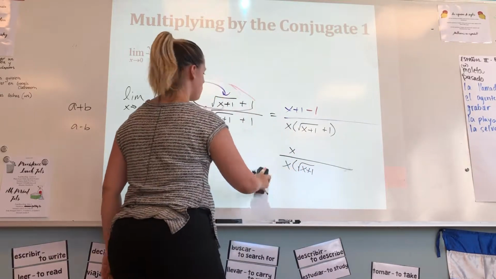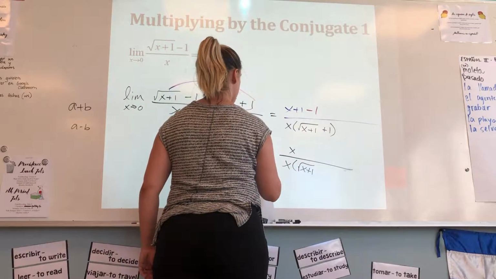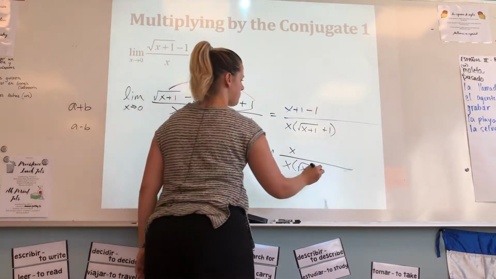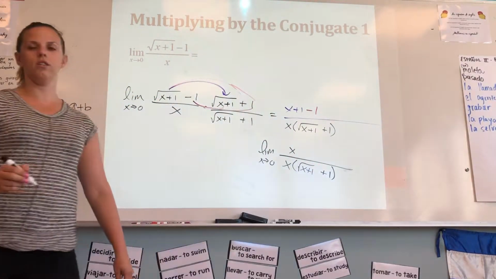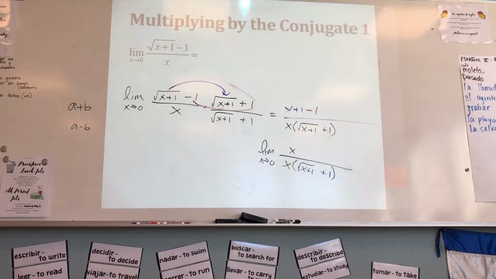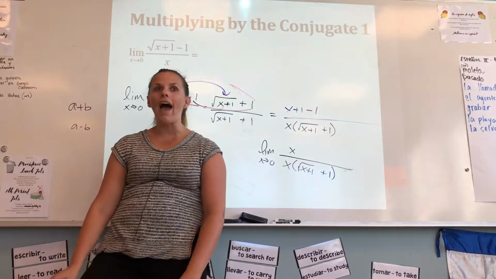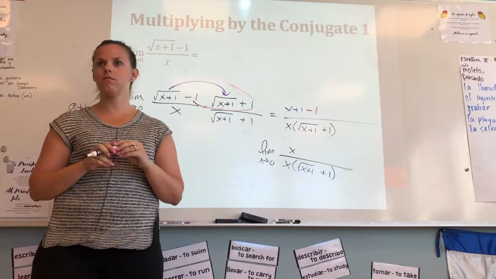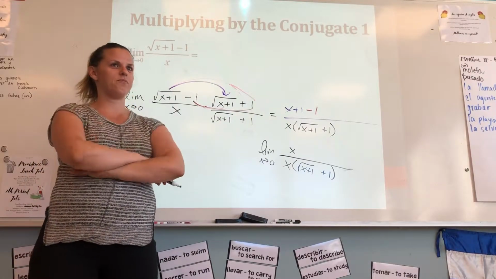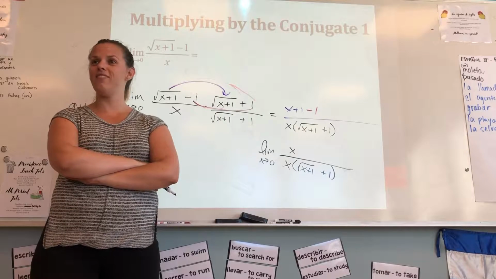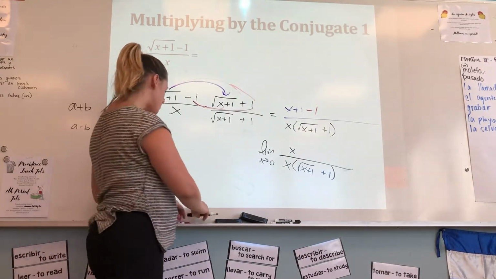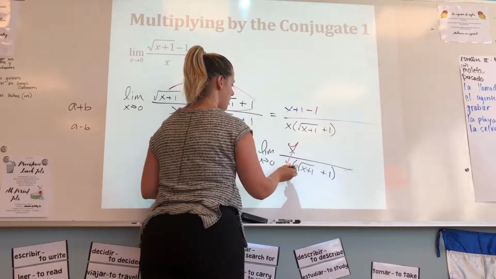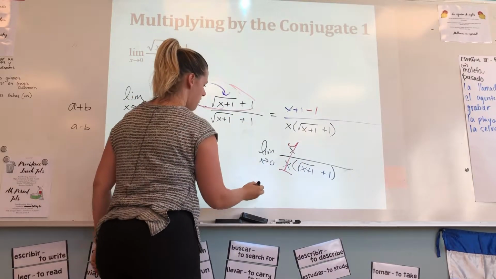Oh, I should still be writing limit. Oops. Limit as x approaches 0. I'm still writing. So when you plug in and you get 0 over 0, that doesn't really count as plugging in. What happens? Do I see something? Come on. Yes, do you see it this time? You can cancel the x's. Yes! Fancy one. Awesome.